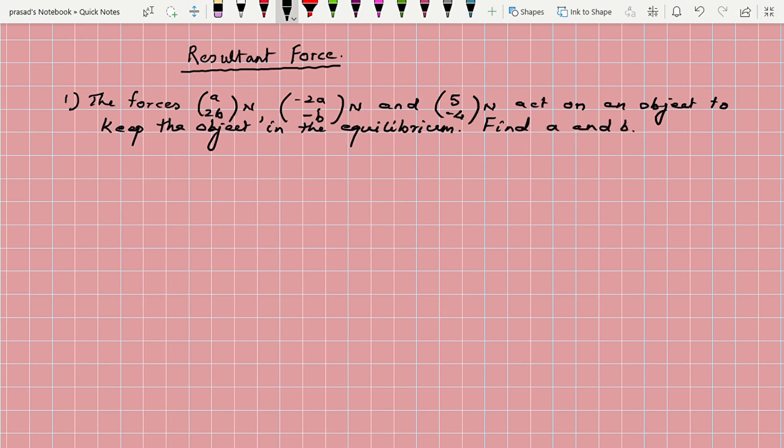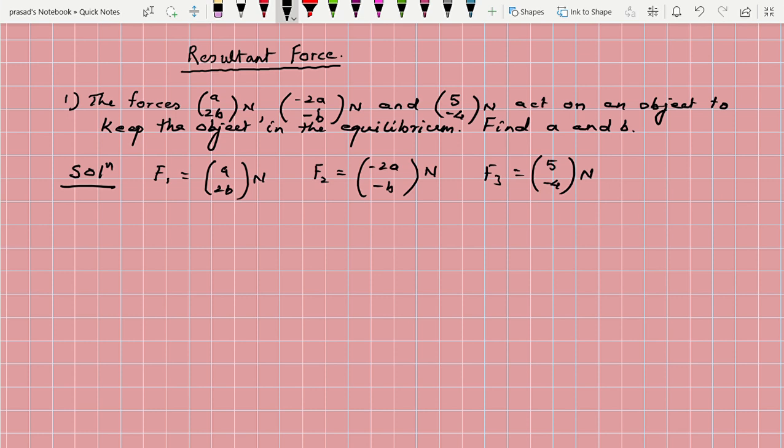So here, what do you mean by the object is kept in the equilibrium? That means the resultant of all the forces acting on the object is 0. So let us take F1 as (A, 2B) Newton, F2 as (-2A, -B) Newton, and F3 as (5, -4) Newton.